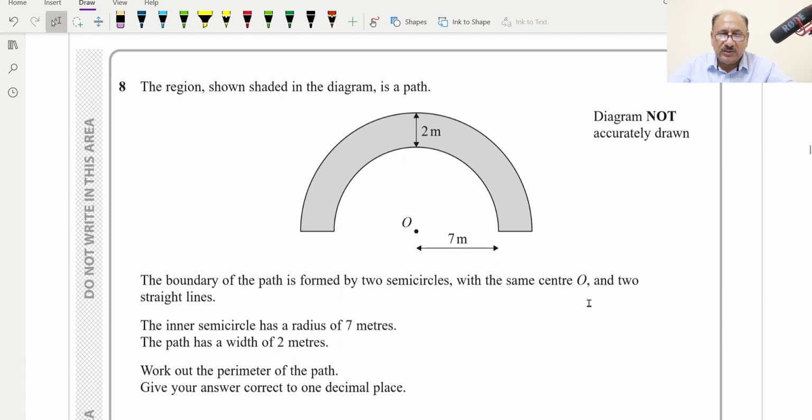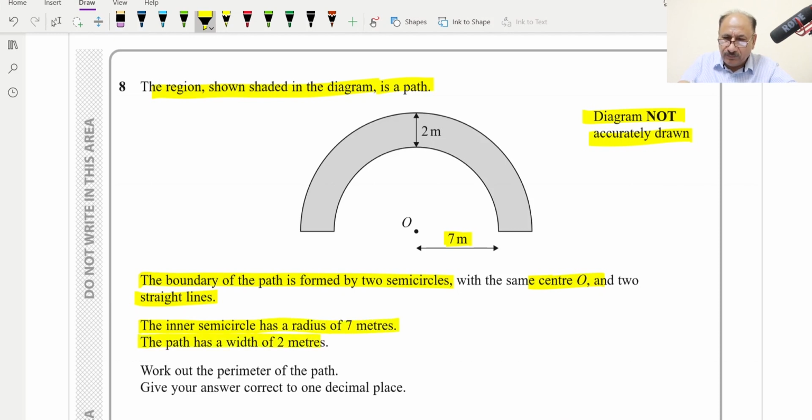Now question number 8, they have provided a diagram. The region shown shaded in the diagram is a path, and the diagram is not accurately drawn. The boundary of the path is formed by two semicircles with the same center O and two straight lines, and the radius is 7 meter. The inner semicircle has a radius of 7 meter. The path has a width of 2 meters. So work out the perimeter of the path and give your answer correct to one decimal place.